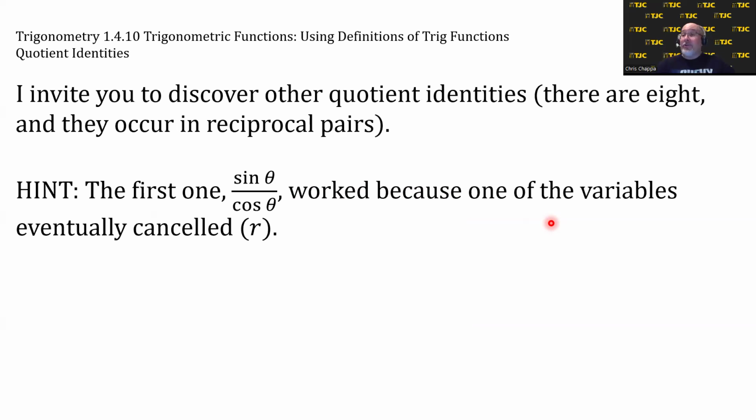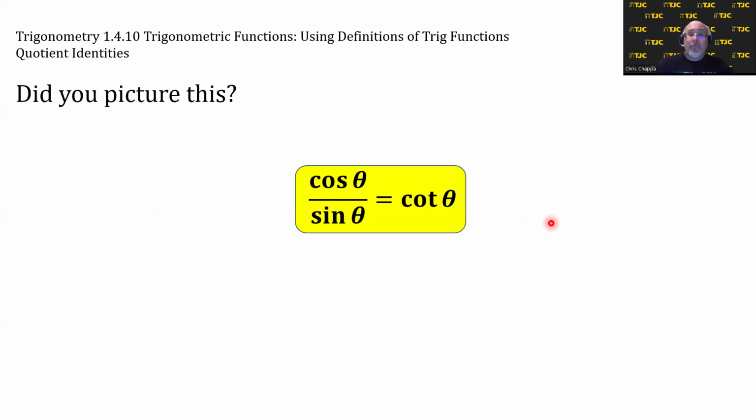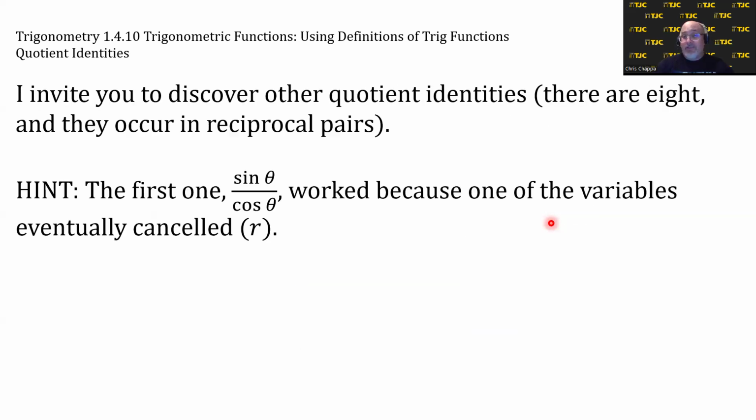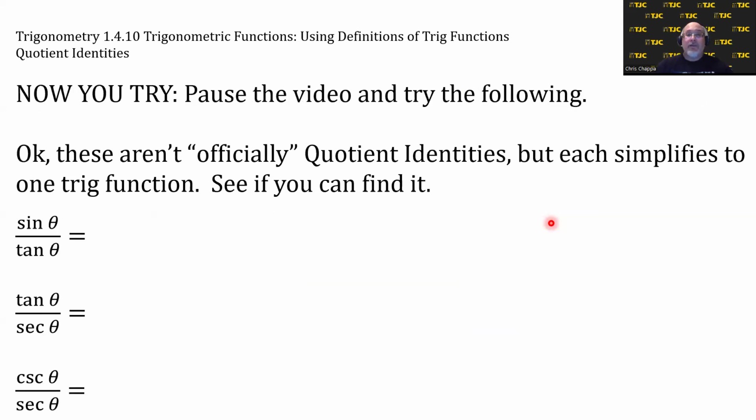I invite you to discover the other quotient identities. There are 8 of them, and they occur in reciprocal pairs. I'll give you a hint. The first one, sine theta over cosine theta, worked because one of the variables eventually canceled. Remember? Right there, the r's canceled. So the other ones hinge on something canceling at the end.